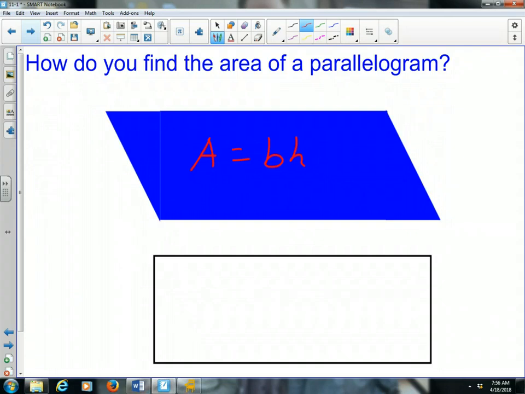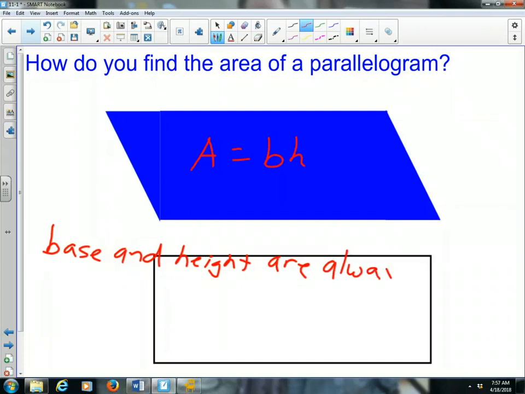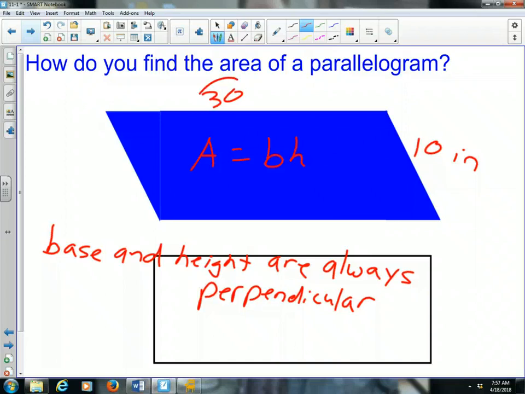The one thing that you need to be very careful about is that the base and height are always, and you'll hear me say this many times this chapter, they're always perpendicular. So if this right here is 10 inches, and this over here is 30 inches, you don't take 30 times 10, that's not the area. The height is the perpendicular distance, that 90-degree angle right there. So we need to be careful about that as we go through.